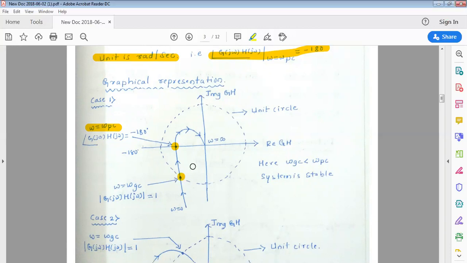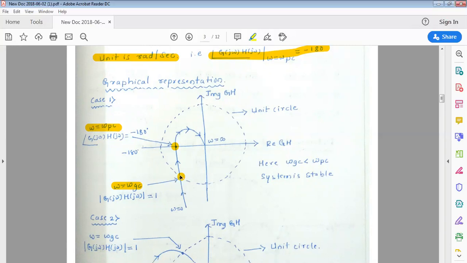So I'll repeat it again. In this case, assuming that this is a polar plot, for what value of omega does the polar plot cut the unit circle? Omega GC, the gain crossover frequency. For what value of omega does the polar plot cut the minus 180 degree line? That is called omega PC.